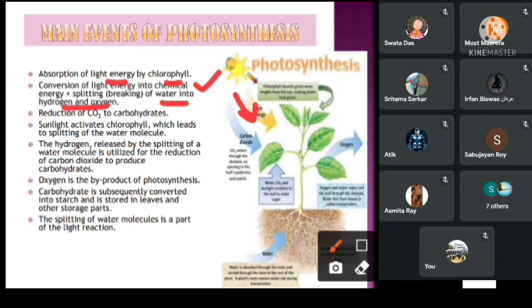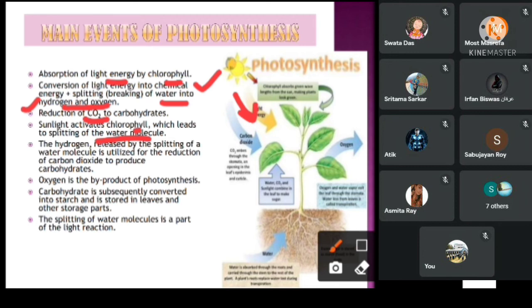After the conversion of light energy into chemical energy, water will be split and hydrogen and oxygen will be formed. Then reduction of CO2 to carbohydrates, meaning CO2 will be changed into carbohydrate. So sunlight activates the chlorophyll. So what is being done? At first sunlight activates the chlorophyll, which leads to the splitting of the water molecule. Meaning after the activating of chlorophyll molecules by sunlight, this will lead to the splitting of the water molecule.